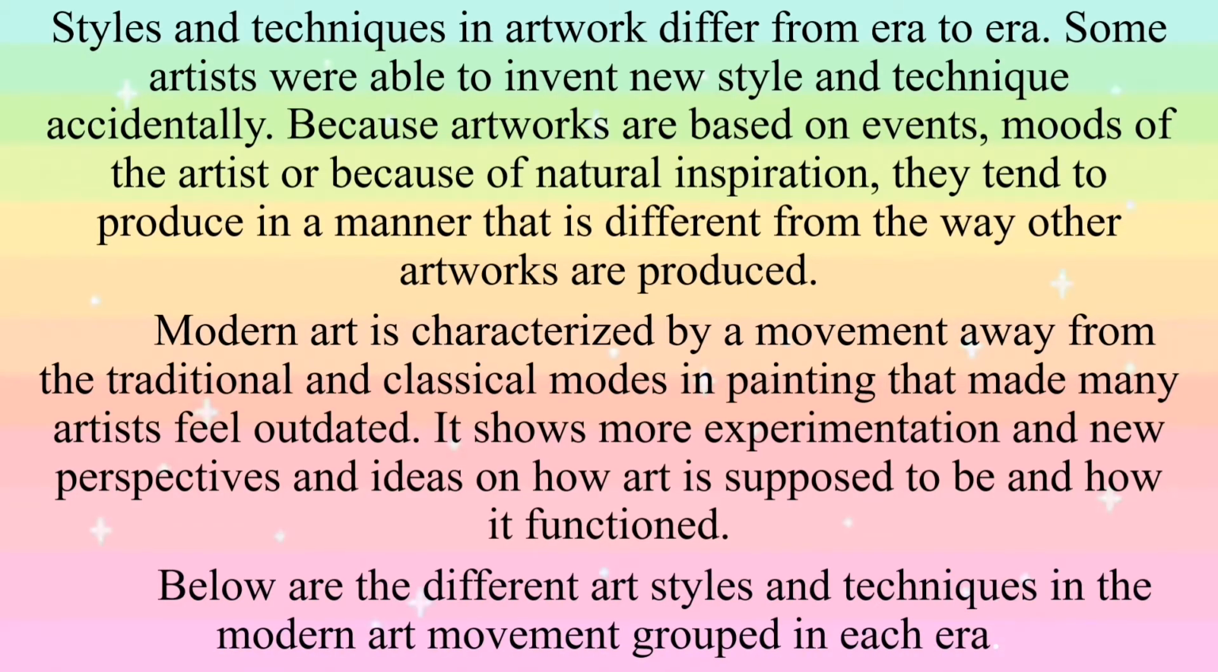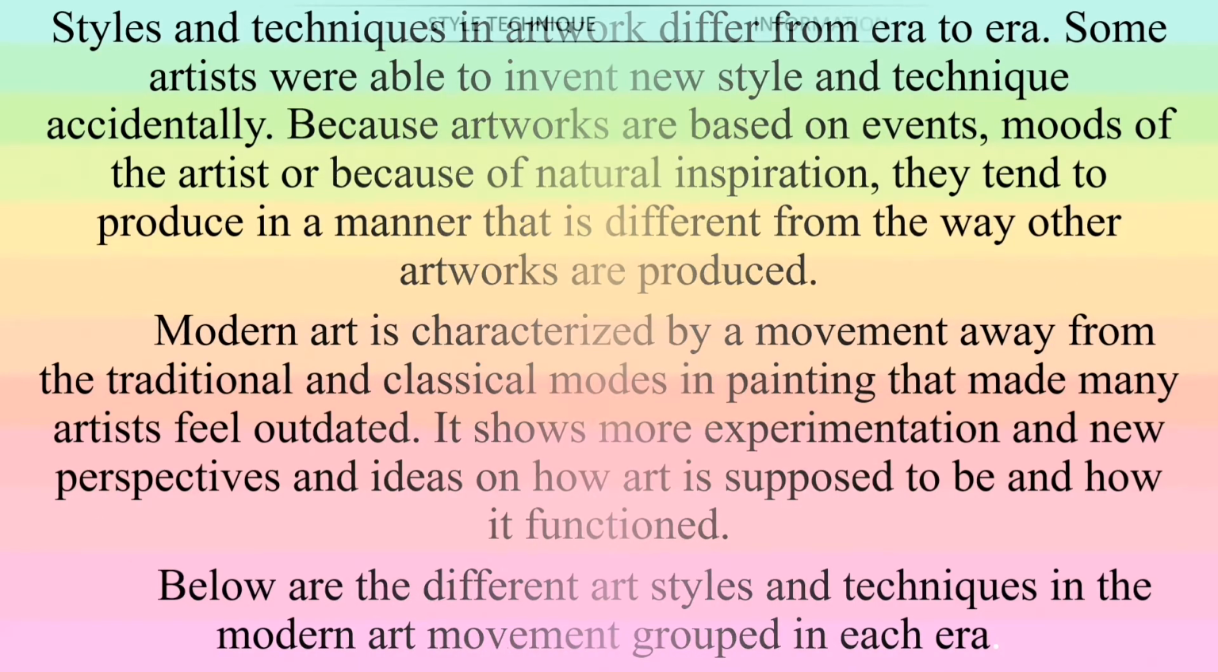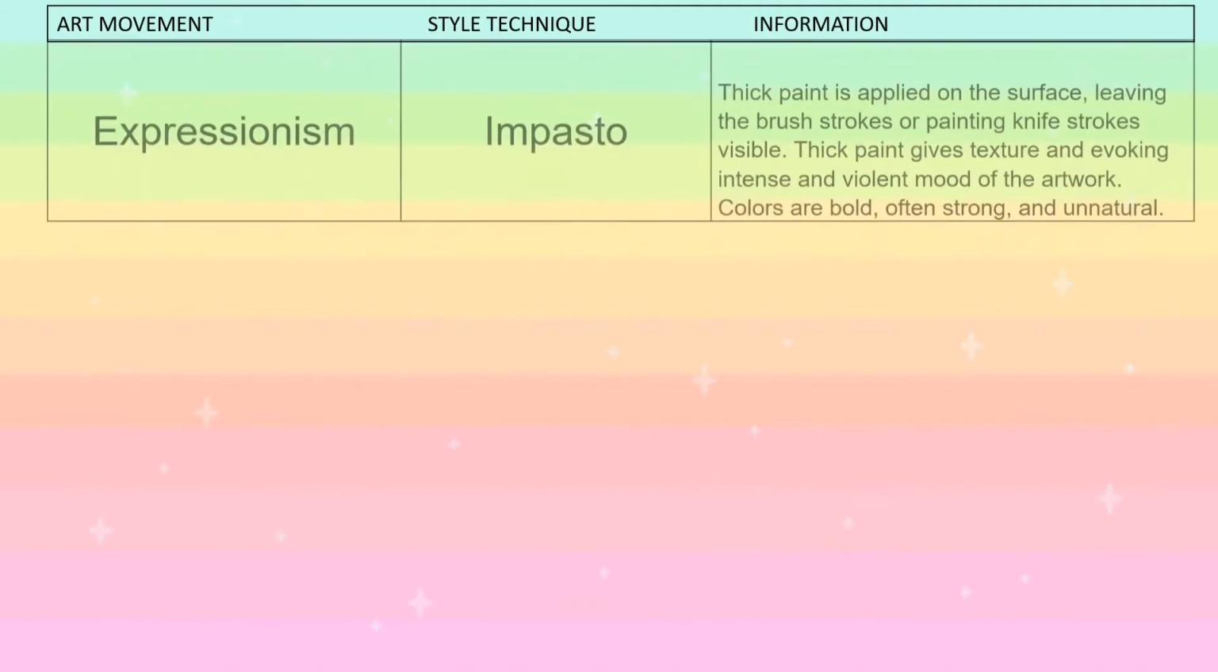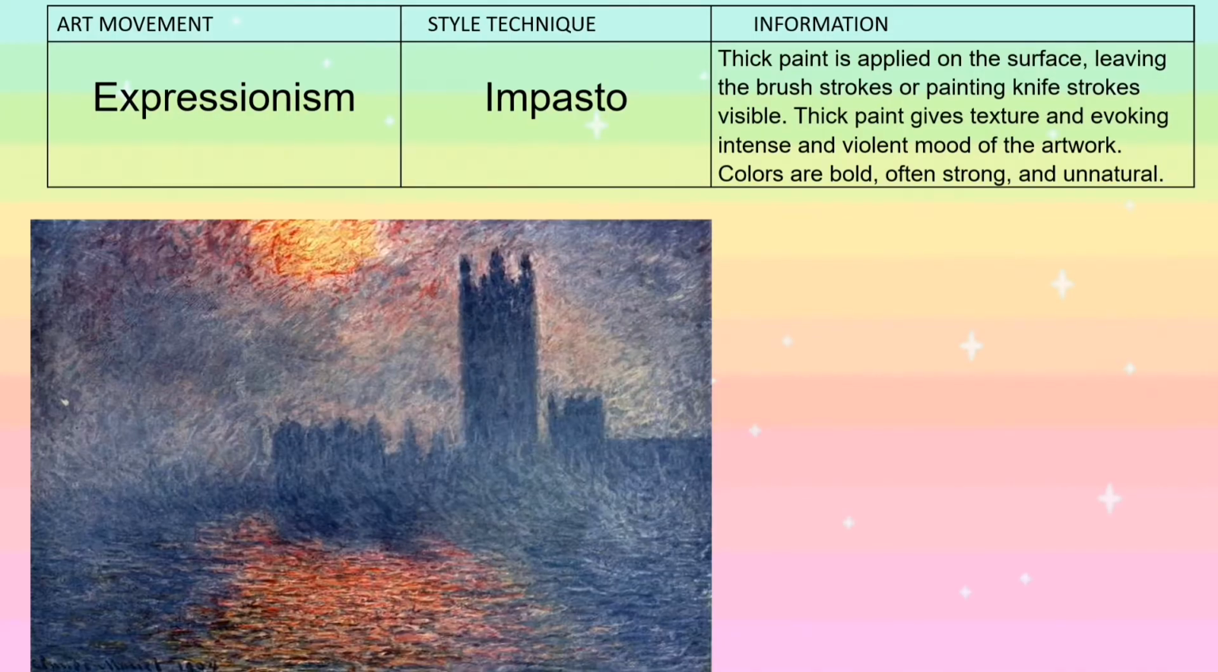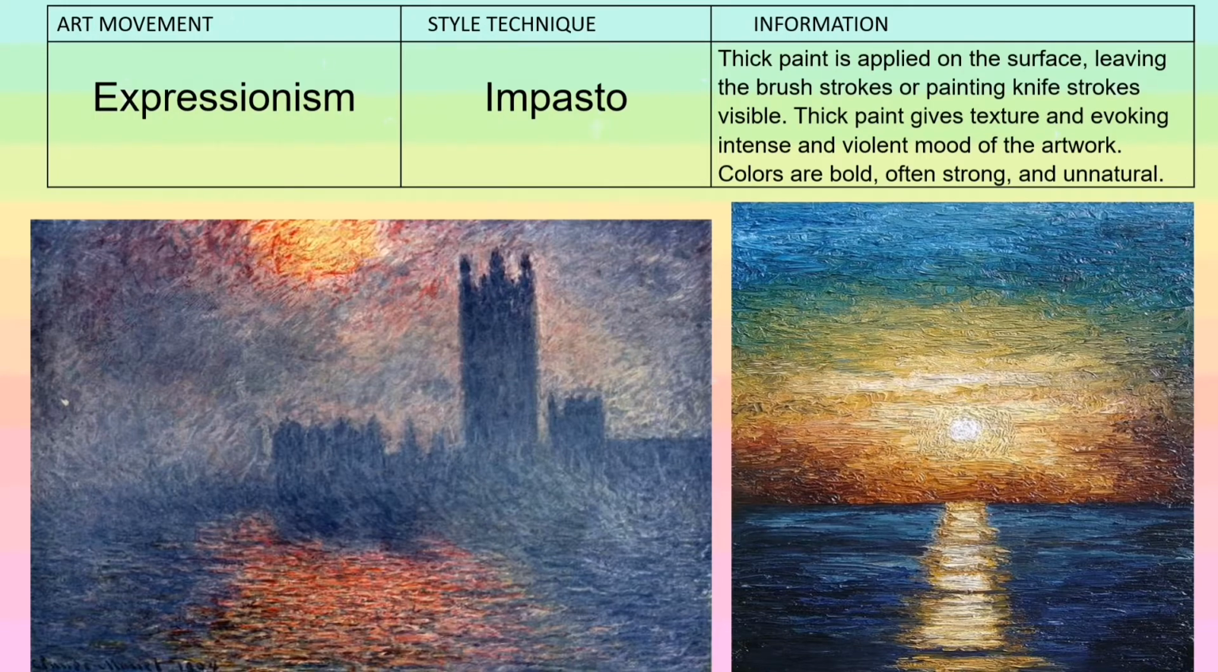Below are the different art styles and techniques in the modern art movement, grouped in each era. We have Expressionism in art movement, style, technique: impasto. Information: kindly observe the picture.